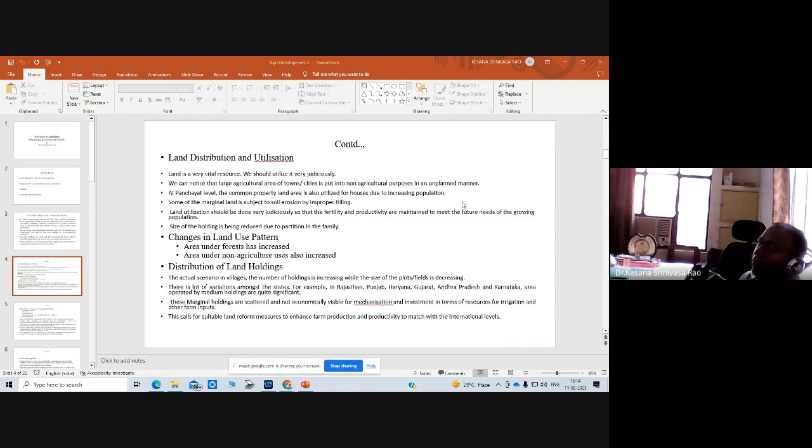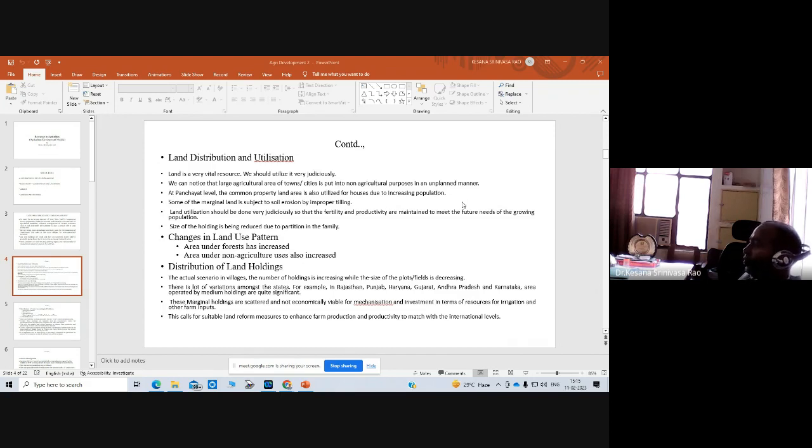Land reforms, this is the most important thing which has taken place in India, when independence took place. Before that, the movement was there in a different manner. That was not exclusively on land reform. Before that, the Zamindari, Mahalwari and Raitwari systems used to be there.